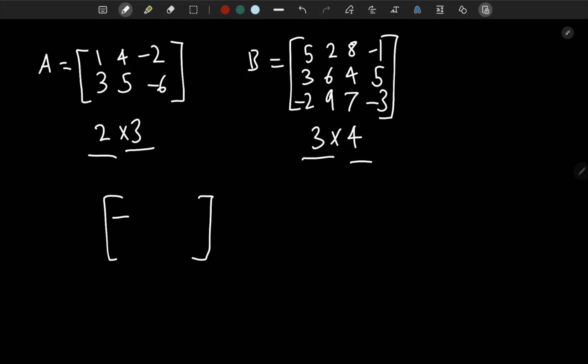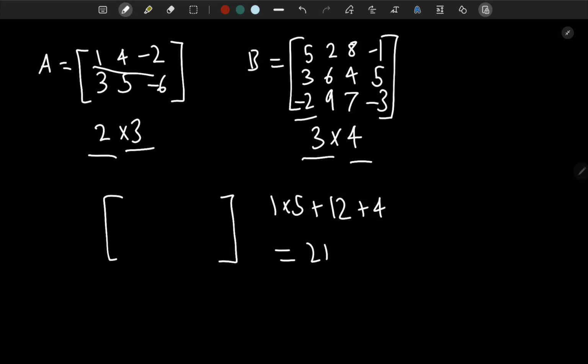The first thing that we have to do, I'm just going to make the workings over here. It's going to be first row, first column. So 1 times 5 plus 4 times 3, which is 12, plus negative 2 times negative 2, which is 4, and this will give you 21. So this will be the first element over here.